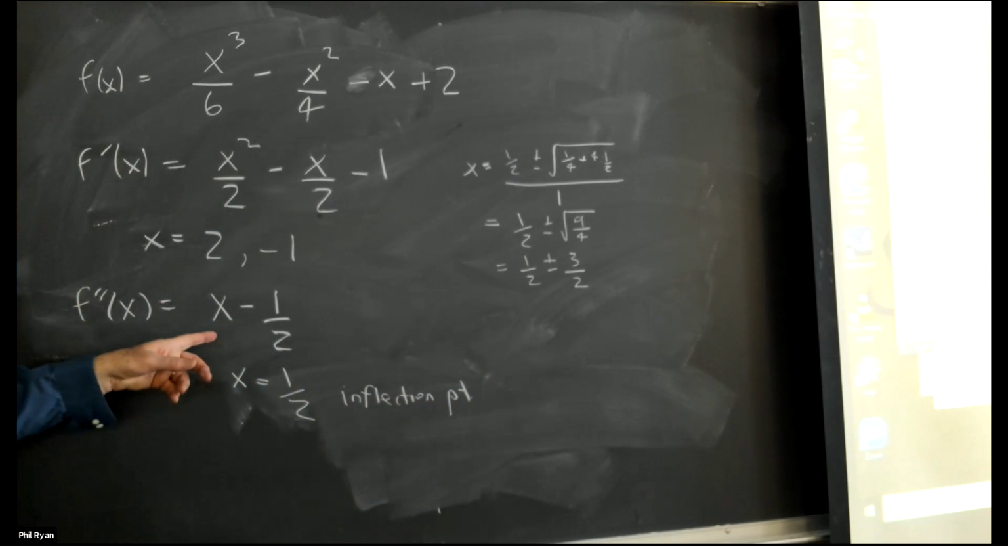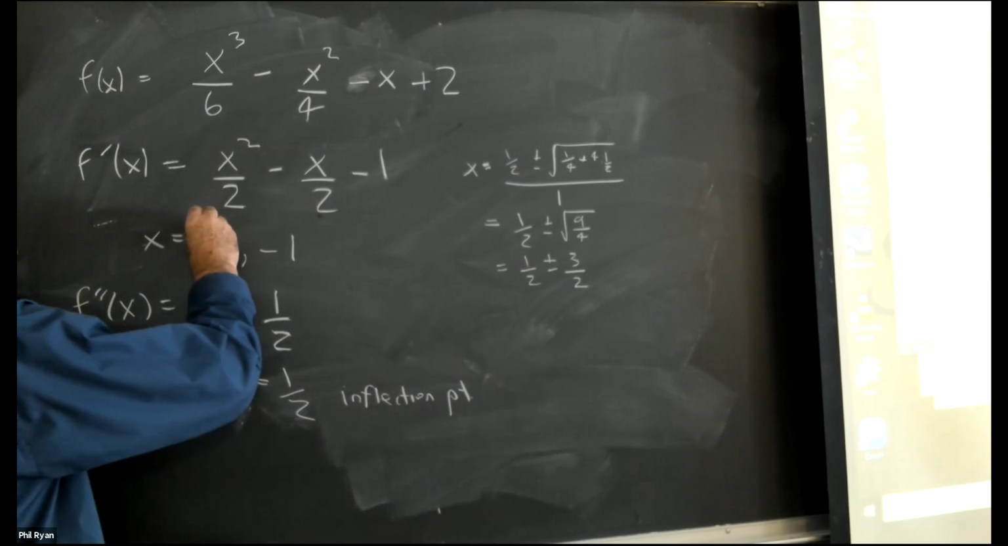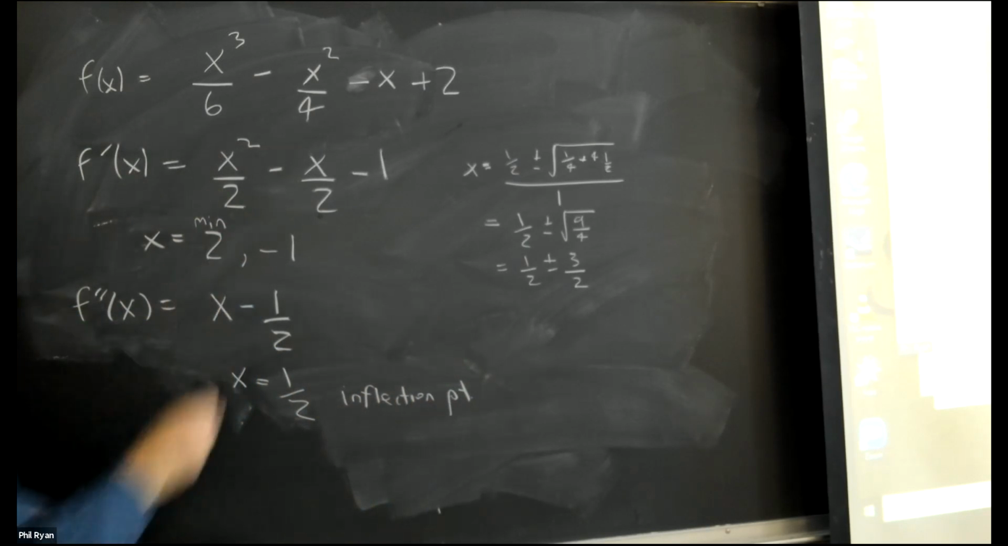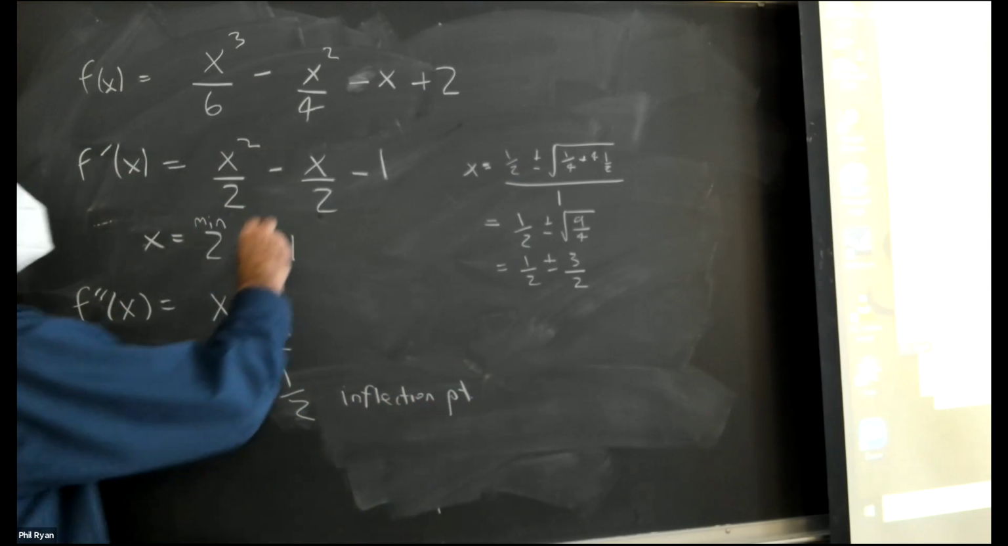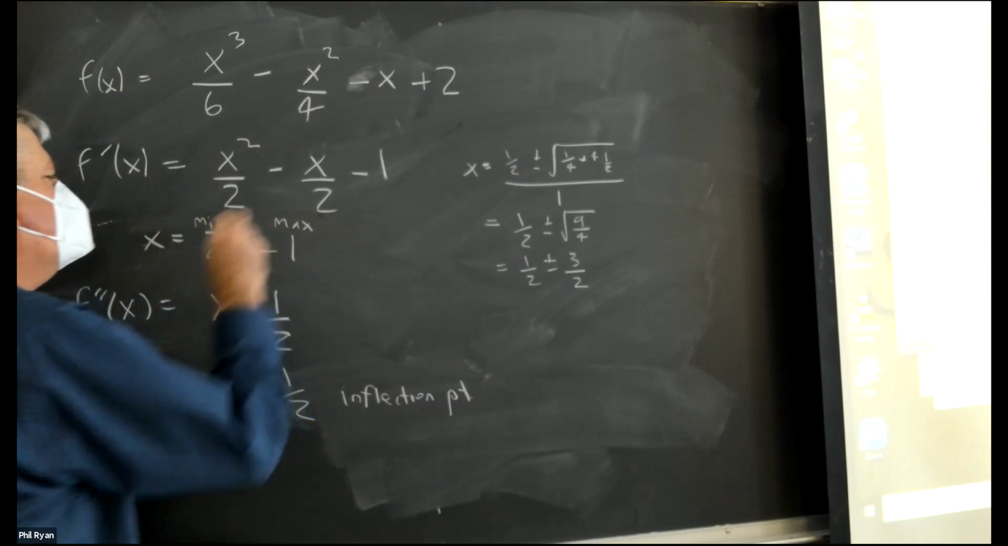And for this one, let's do the second derivative test. When x is 2, the second derivative is positive, so this is a min. When x is minus 1, this is minus 1.5, so this is a max.